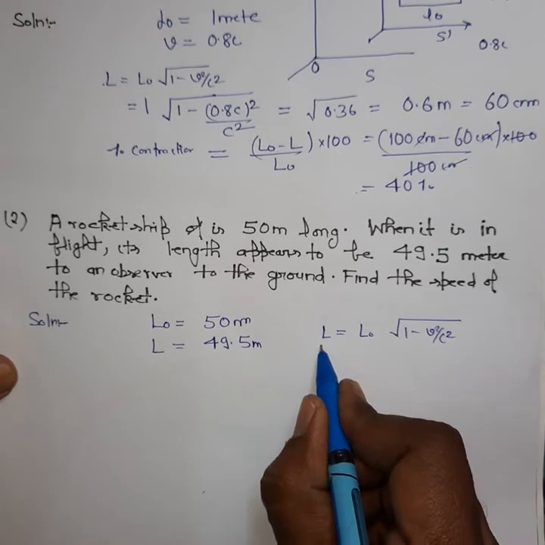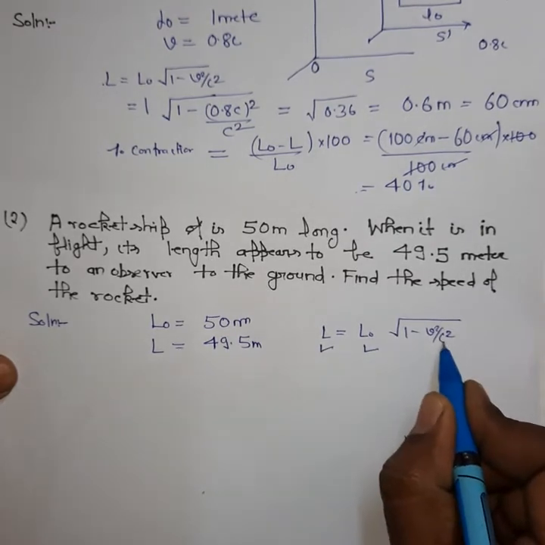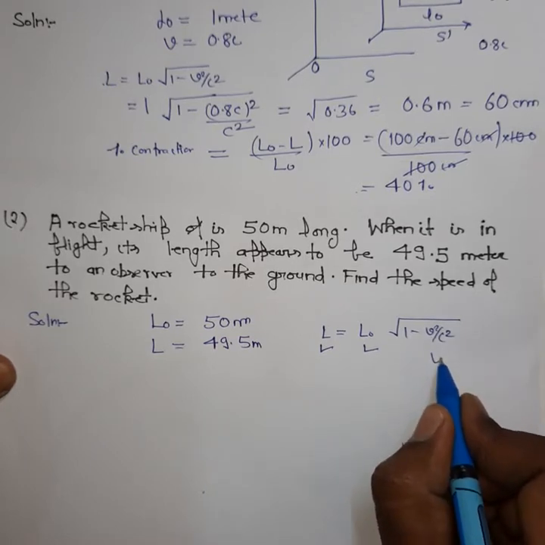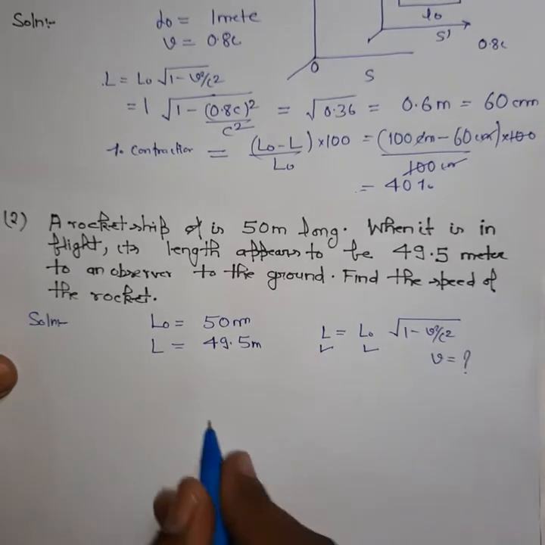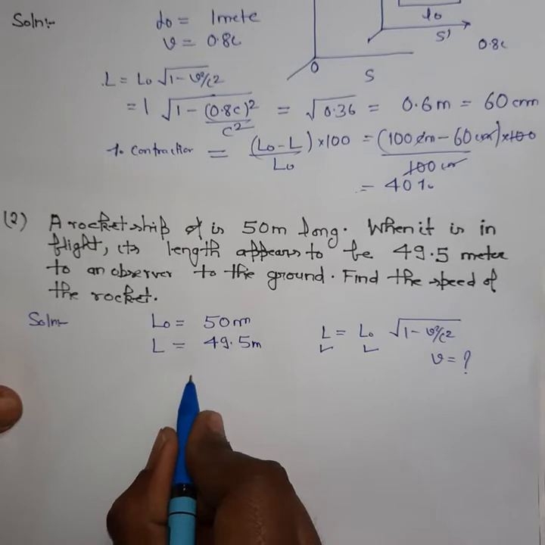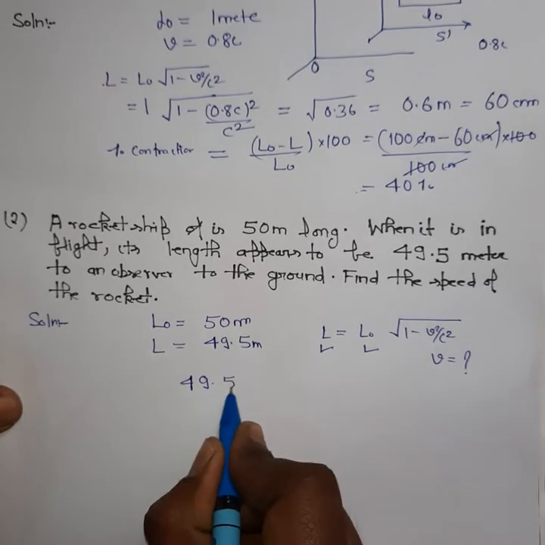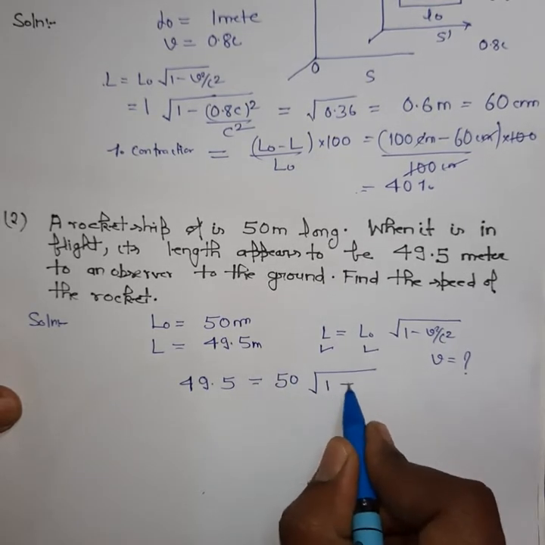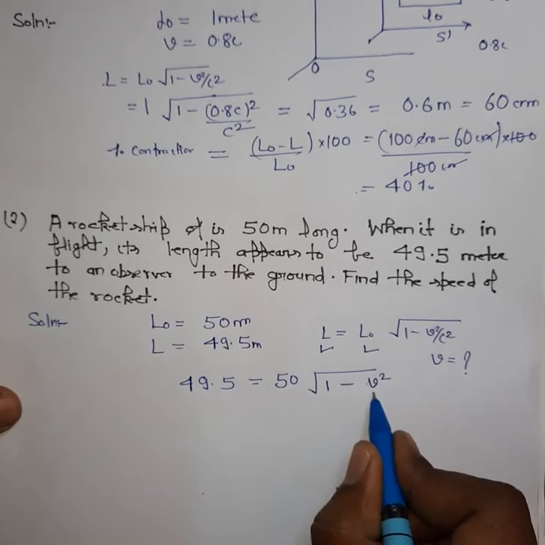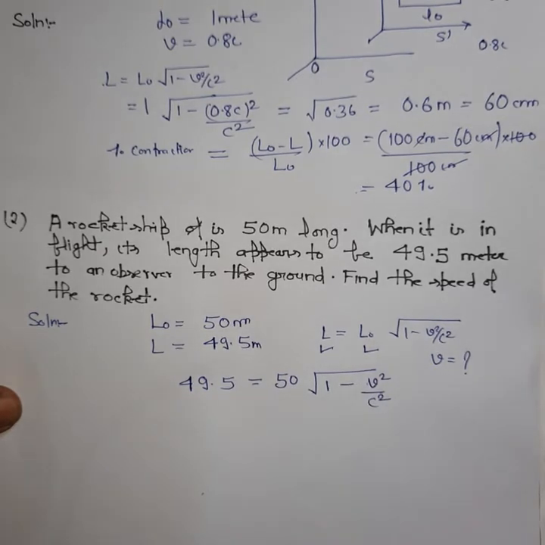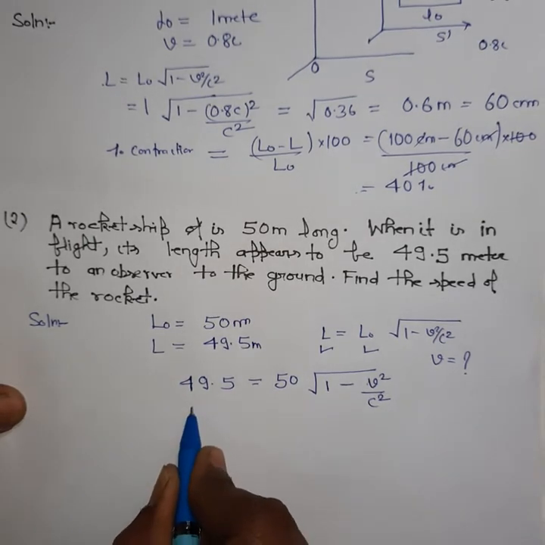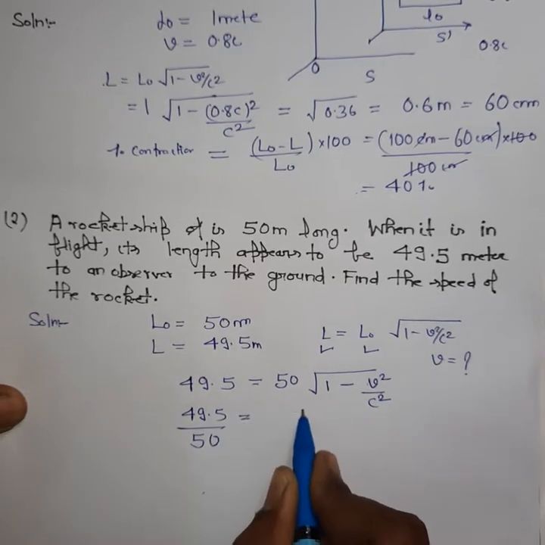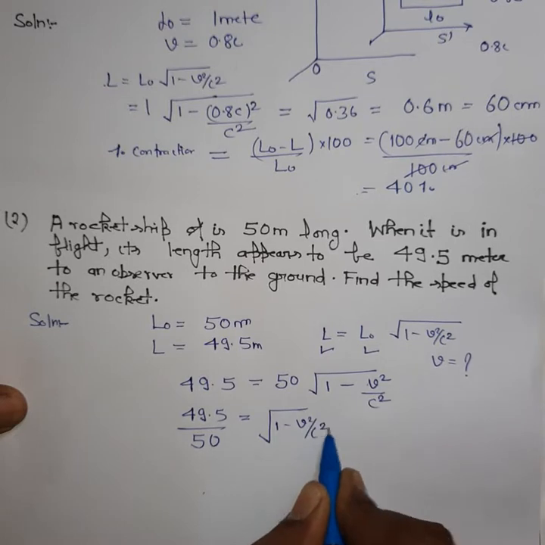So here in this problem, L is given, L naught is given, c you know, and you have to calculate the speed of the rocket. So you have to find the value of V. Now substitute it. L is 49.5 and L naught is 50, equal to square root of 1 minus V square divided by C square. So further you can write 49.5 divided by 50 is equal to square root of 1 minus V square by C square.